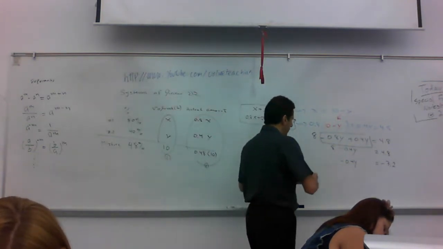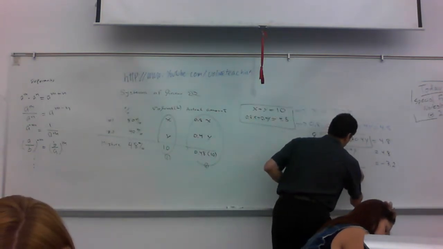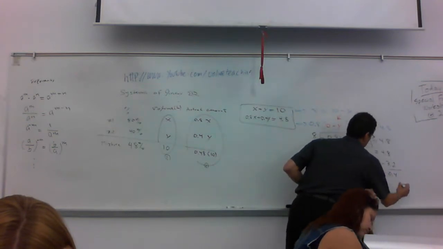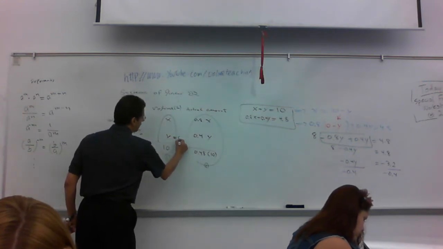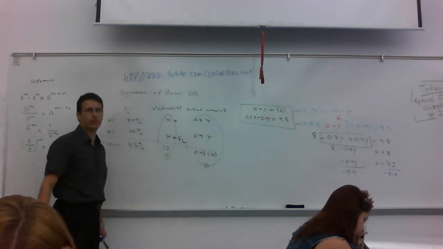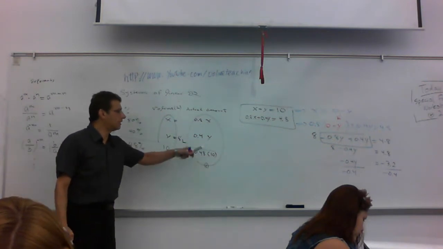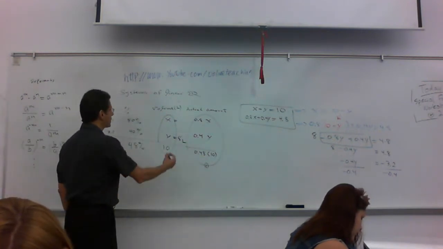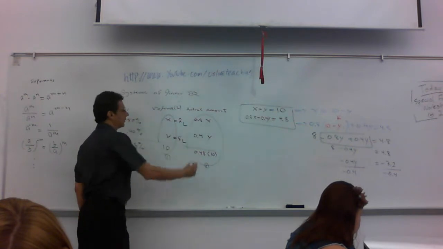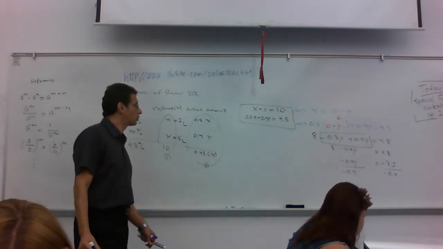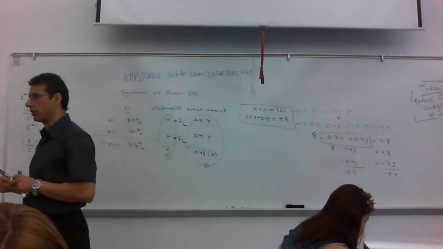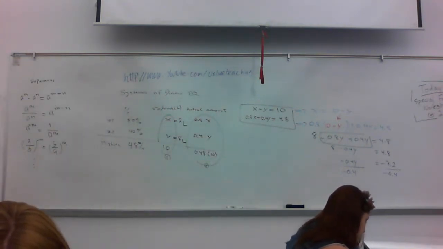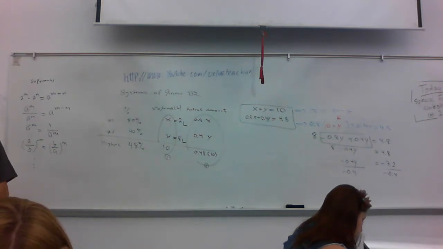Divide by negative 0.4. And what is y? 8. So y becomes 8 liters. Is everybody with me? So you have 8 liters of what? 40%. And x becomes what? 10 minus 8, which is 2 liters. And you must check with the second equation, making sure it's correct. Sounds good? Is everybody okay with that?